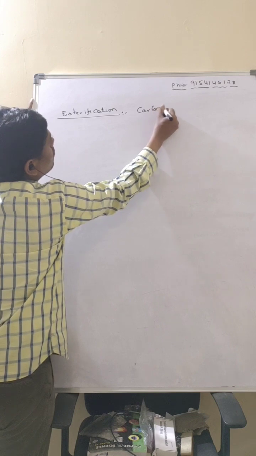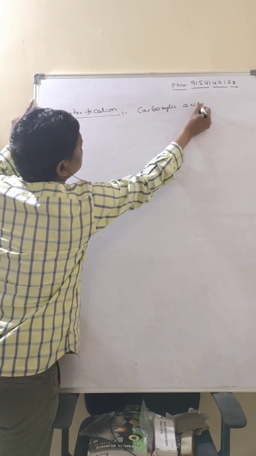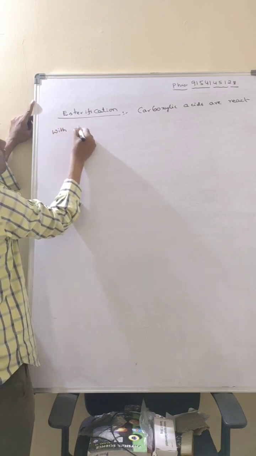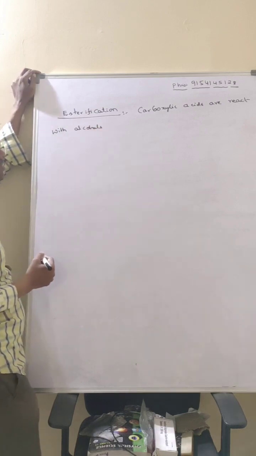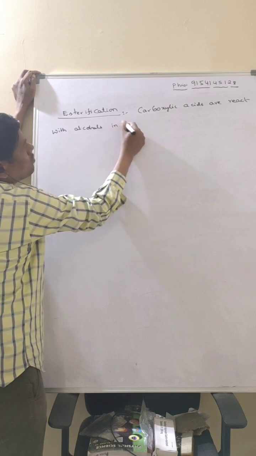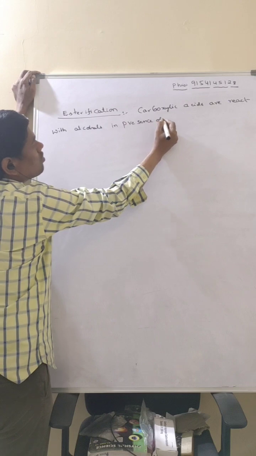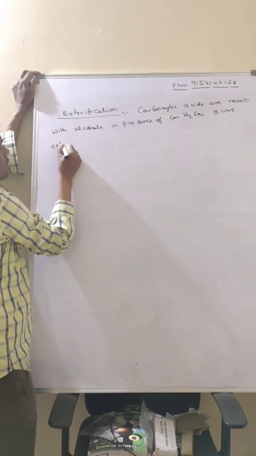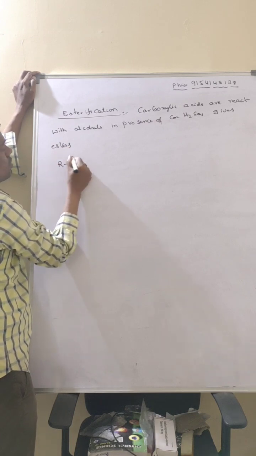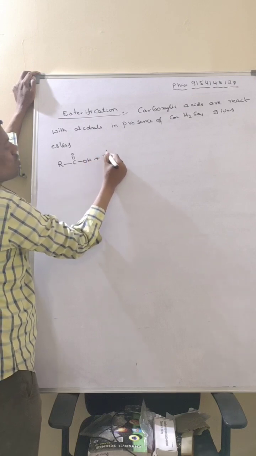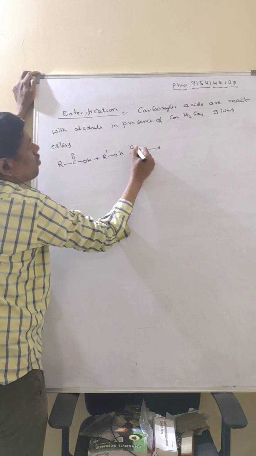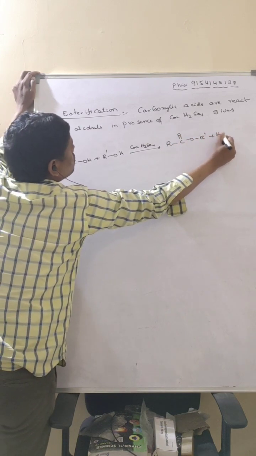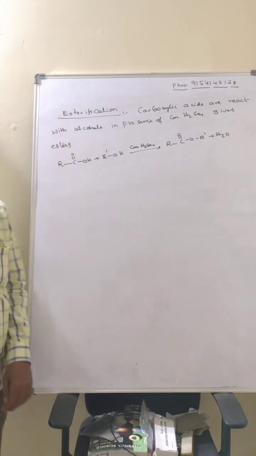Carboxylic acids react with alcohols in presence of concentrated H2SO4 to give esters, plus H2O. This is called formation of ester.